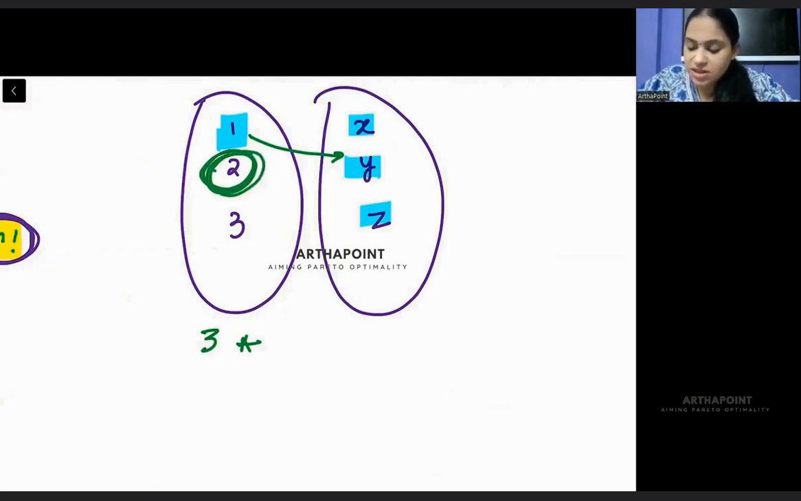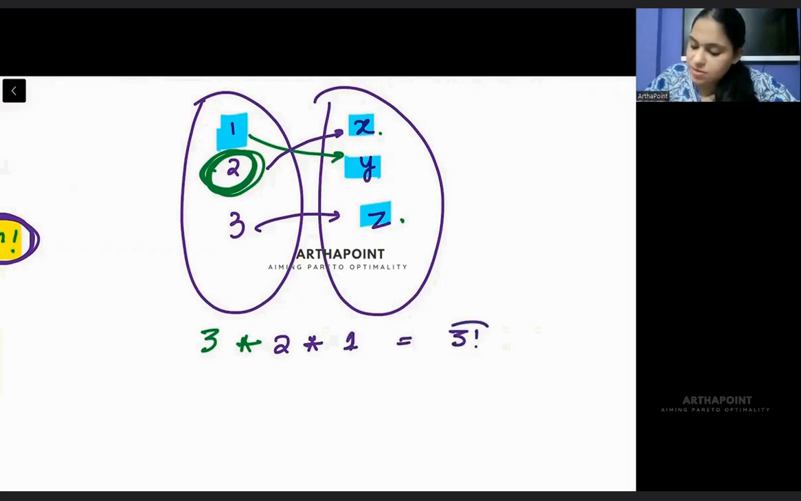This 2 has to be linked either to x or z. 2 cannot be linked to y. If 2 will be linked to y, it will be a many-to-one function. But for it to be a 1-to-1 function, 2 can either be linked to x or to z. It means it can be linked to any 2 values. Right? And suppose 2 is linked to x, then 3 can only be linked to z. तभी तो वो 1-to-1 function होगा. So it will only be linked to one value. So cases will be 3 factorial, favorable cases.